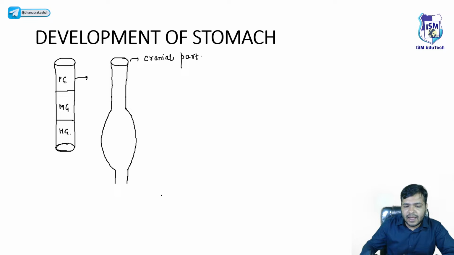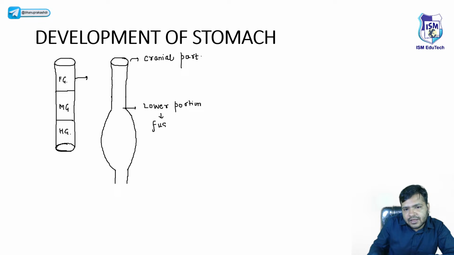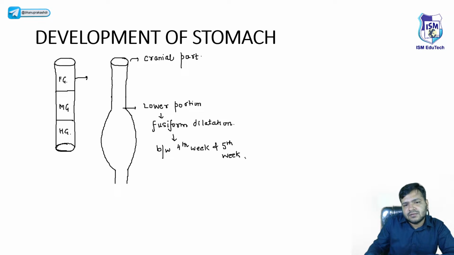So we already know that we have the lower portion of this foregut, and it develops into a fusiform dilatation, right? It shows fusiform dilatation, and it is between the fourth week and the fifth week. Around this much time, this particular dilatation is seen.